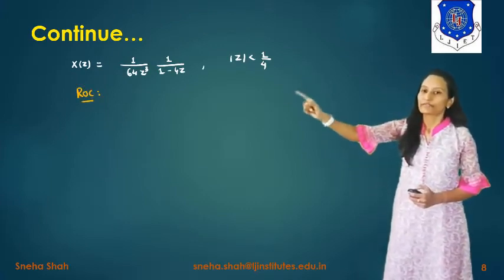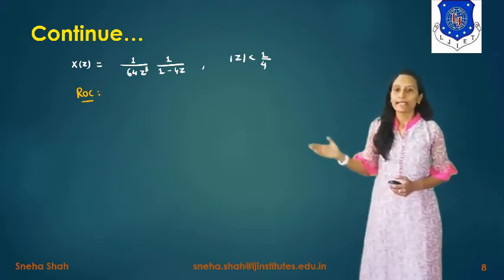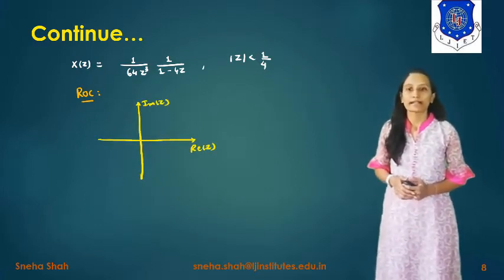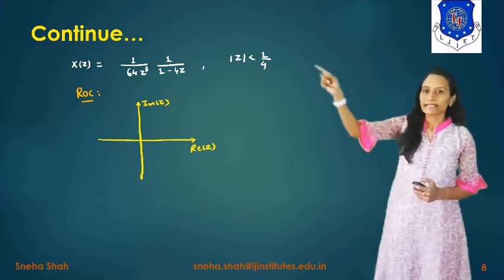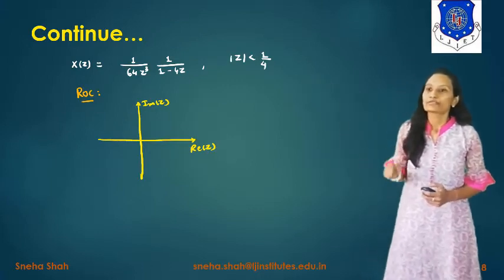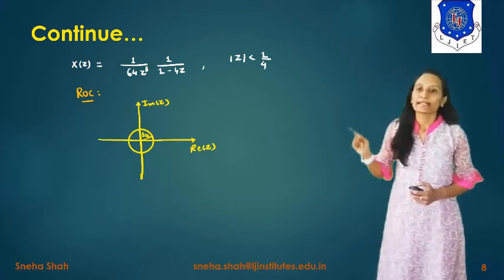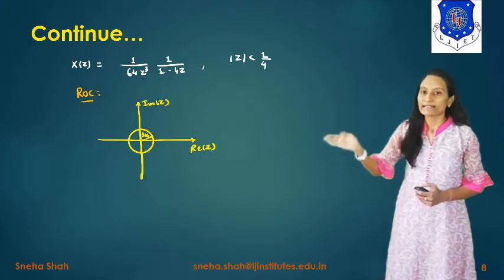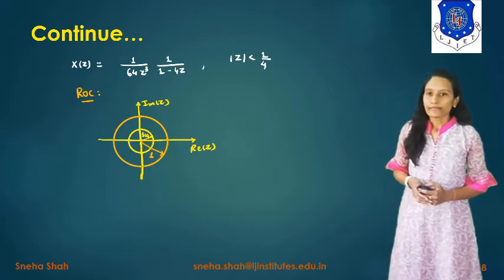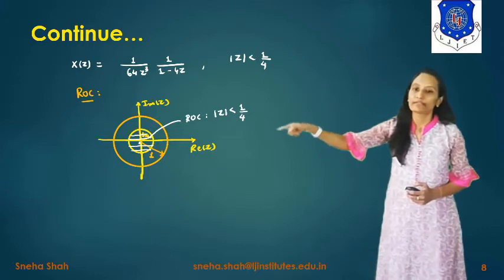Now from this, first of all we will draw the ROC. To draw the ROC, on the x-axis we will take the real part, and on the y-axis we will take the imaginary part of z. Now the final ROC is |z| less than 1/4, so we will draw one circle with a radius of 1/4. Since |z| is less than this, the ROC will be the inner part of this circle.